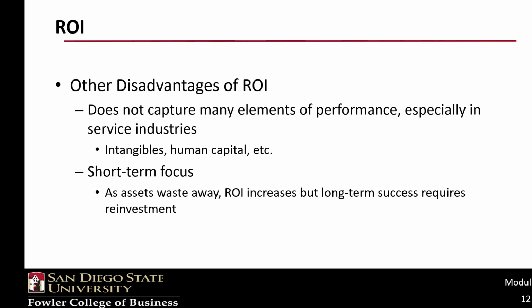And secondly, it tends to focus, which is dangerously true of all of the measures we talk about in Chapter 19, on the short term as assets waste away, for example. So let's say you're using a machine. Your ROI is increasing. So you figure, wow, look at me, I'm getting more and more profitable. Look how great I'm doing, until your machine breaks or needs to be replaced. Because long-term success requires constant reinvestment. And since ROI may or may not capture that level of reinvestment, that measure tends to focus on the short term rather than the long term.